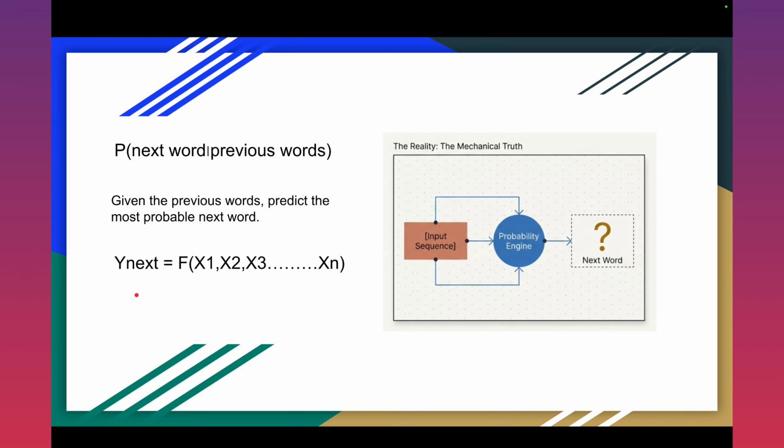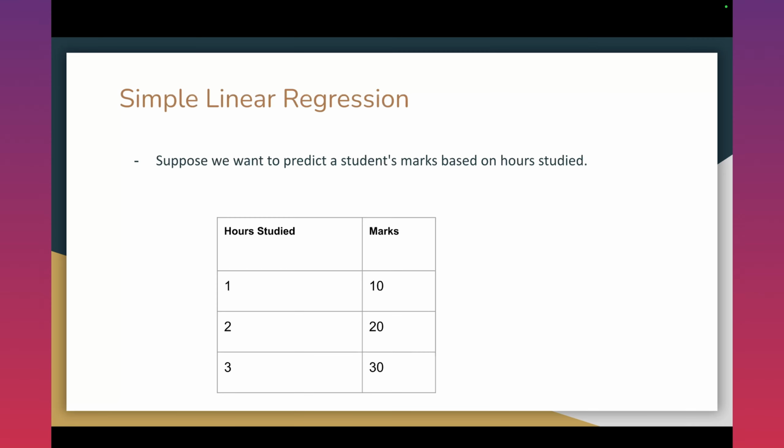Alternatively, you can also express LLMs with the help of this equation: y next equals function of x1, x2, x3, up to xn, where x1, x2, x3, xn are different parameters in the LLM and y next is your next word prediction. Now what are these parameters? We have to understand it thoroughly, so we will go deep in a moment. To understand LLMs from a mathematical perspective, we are going to consider one example.